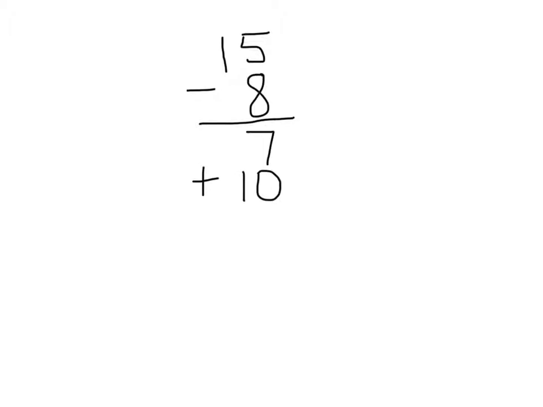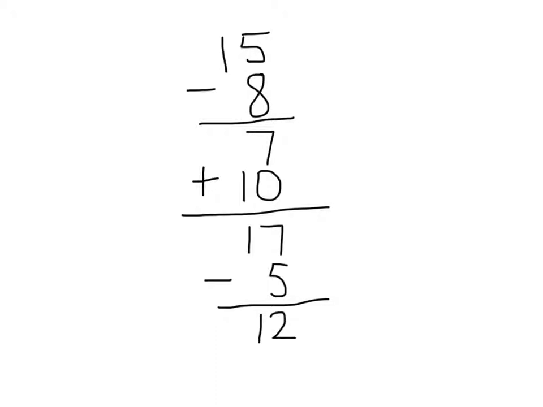So let's see if that makes sense. If he had 15 at the beginning of the day, and he spent $8, he had $7. Then his mom gave him $10, so we'll add the 10, because when you spend, you subtract. When you receive, you add. Now he has $17.